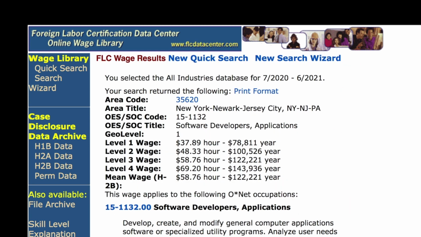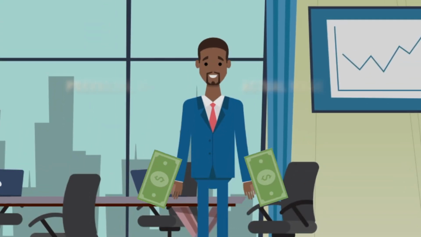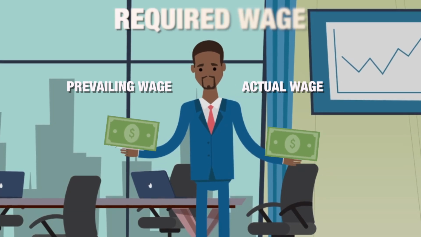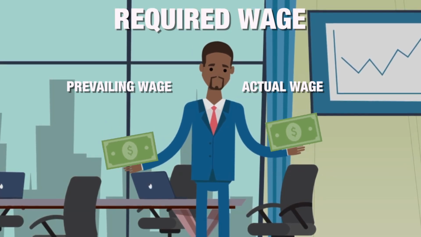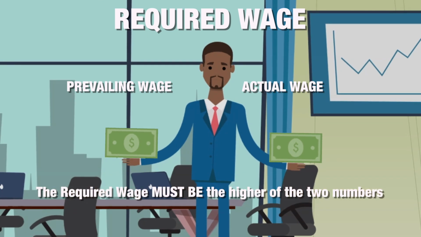According to the OES Wage Survey published by the Department of Labor, a Level 2 prevailing wage for a software developer, applications, in the Jersey City, New Jersey area is $48.33 per hour, or $100,526 per year. That figure can now be compared to the actual wage the employer pays for this job classification to determine the required wage for the foreign national employee, which, as we mentioned at the beginning, must be the higher of the two numbers.